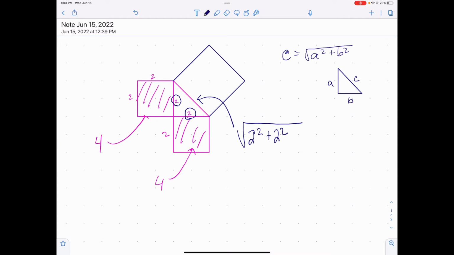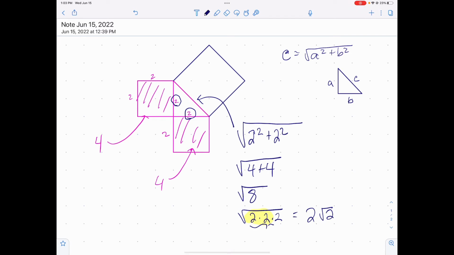Anyway, so this is going to be 4 plus 4, which is going to be square root of 8, and we can simplify this to 2 times 2 times 2, and this here is going to come out to 2 square root of 2. Because this here is 4, and what's the square root of 4? 2, and so that's why I can bring that out. So I know that this is 2 square root of 2. This is 2 square root of 2, because this is a square.